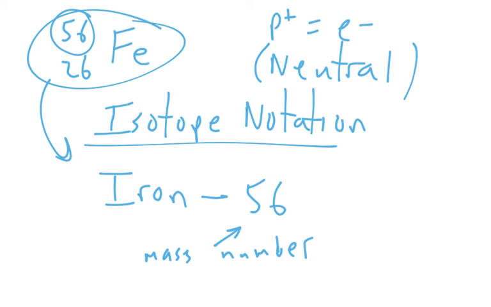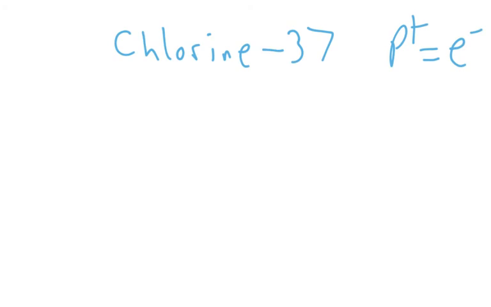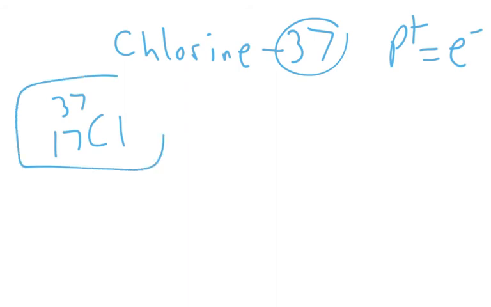Okay? Let's take a look at another one here. Let's say I had chlorine-37. Okay? So in this notation, again, it's neutral. So we know that these 2 will be the same. Chlorine is Cl. Okay? Remember that this is the mass number. So that'll go up here. And then what you'd have to do is go to the periodic table to find out what is the atomic number of chlorine, and you'll see it's 17. And that would be the equivalent of this notation.